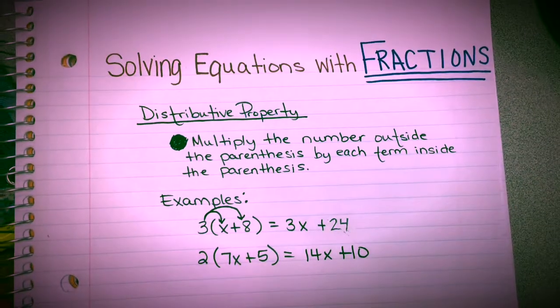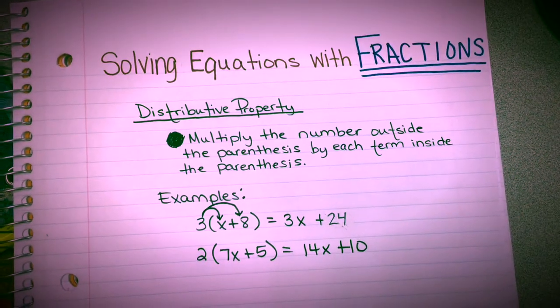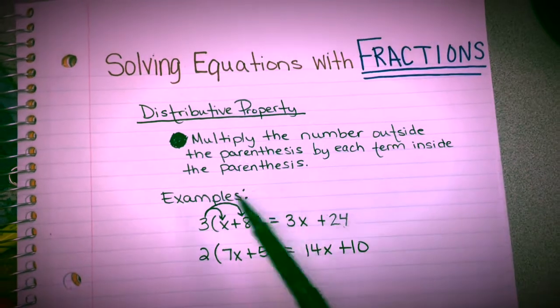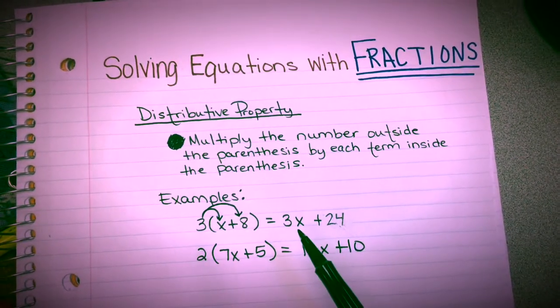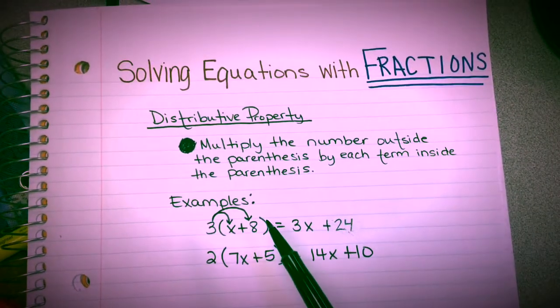Okay, so we're going to start out by first talking about the distributive property. This is where you multiply the number outside the parentheses by each term inside the parentheses. So here are a couple of examples.